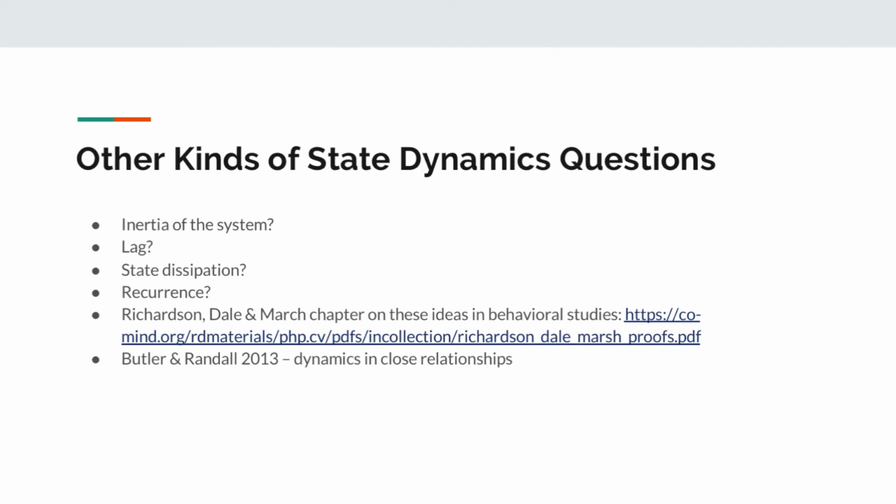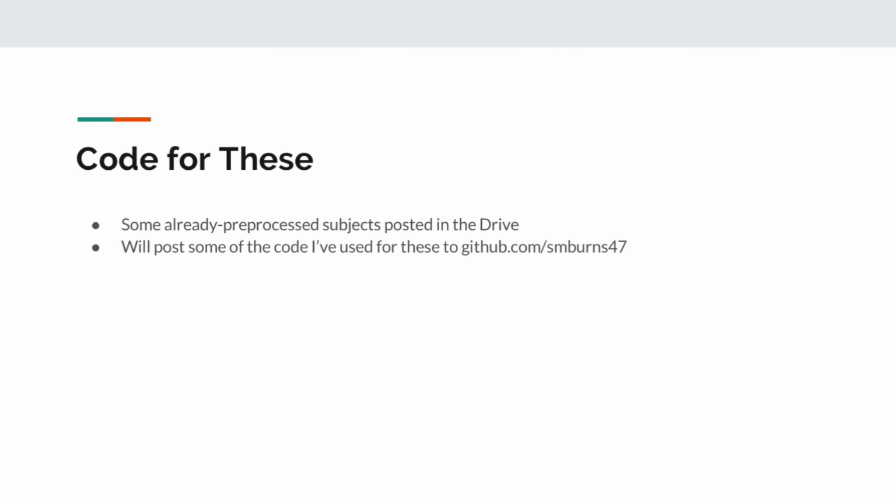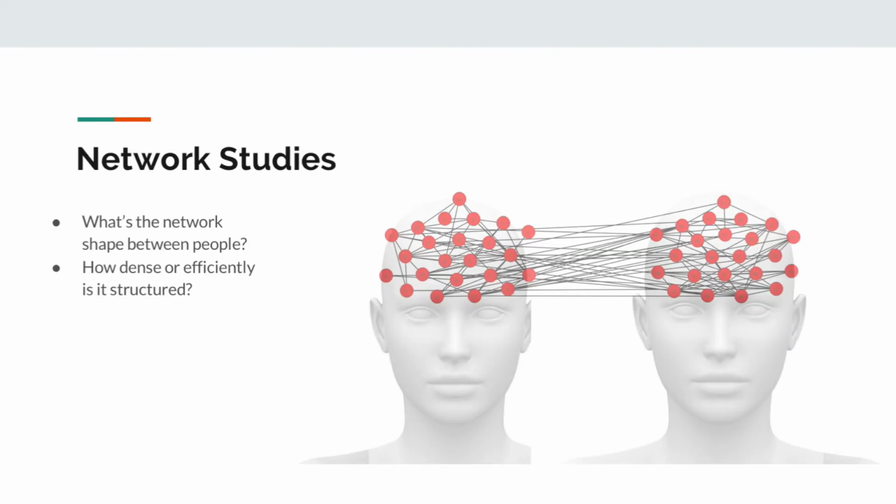Also, since these are two things, neural synchrony and state dynamics, that I've played around with before, I'm going to post the code that I've written so far for doing these to the GitHub that we can then play around with and practice. But beyond that, there are still other ways of looking at data that are really interesting and computational and really leverage the fact that you're collecting lots of data across lots of spaces or places in the brain and in interesting situations between people. For instance, you can do network studies.